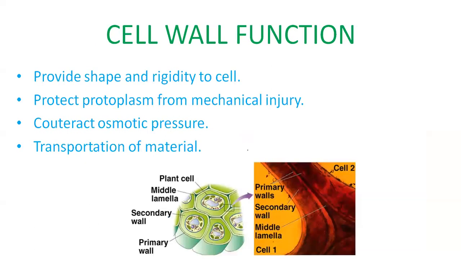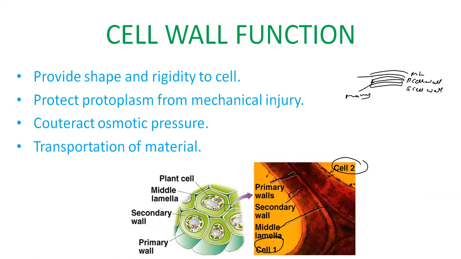Now, if you see, the sequence is like this. It is middle lamella, then it is primary cell wall, and then here is the secondary cell wall. Primary cell wall is made up of a single layer and secondary cell wall is made up of many layers. So here in this picture you can see this is cell 1 and this is cell 2. Between both these cells, here is the middle lamella, then this is the primary cell wall, then this thicker secondary cell wall.